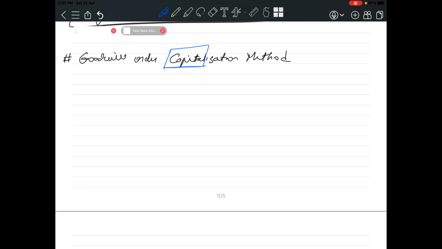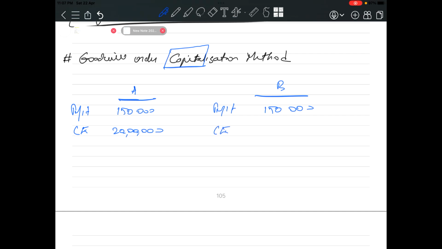Now under this method, there will be two firms, two businesses, say for example A and B. A is earning 1,50,000, B is also earning 1,50,000. A is earning 1,50,000 profit by employing 20 lakh of capital. Similarly, B is earning 1,50,000 of profit by employing, say for example, 22 lakhs of capital.